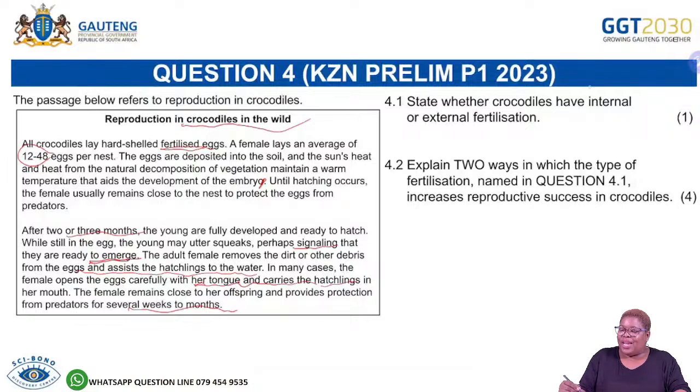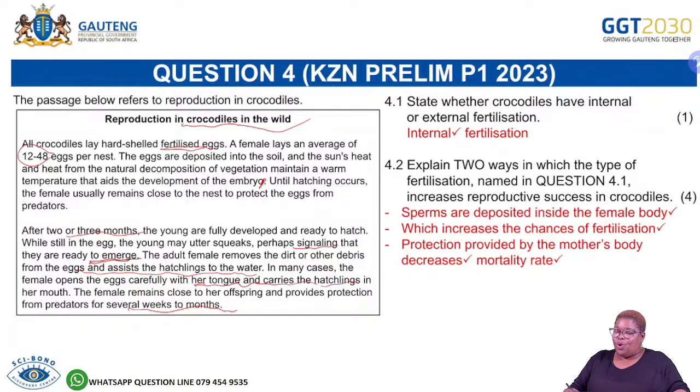State whether crocodiles have internal or external fertilization. Can you guess, girls and boys? And that is internal fertilization, due to what we've just read. Explain 2 ways in which the type of fertilization named here increases the reproductive success in crocodiles.